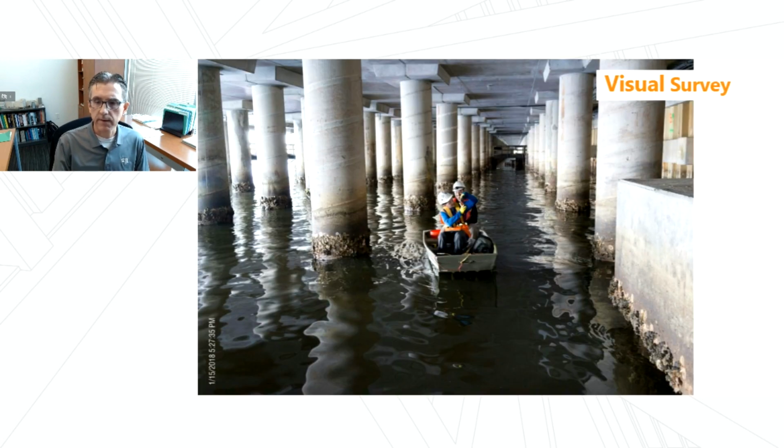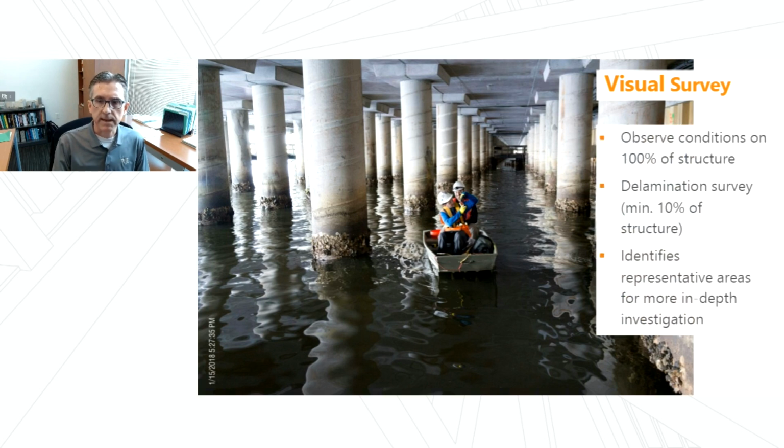It begins with a visual survey. We'll look at 100% of the structure, as well as perform a delamination survey on about 10% of the structure. So that's commonly the hammer sounding again to find hollow areas. And the purposes of the visual survey are to give us an overall indication of what's going on and how bad it might be, but as well it helps us choose representative areas for a more in-depth investigation.